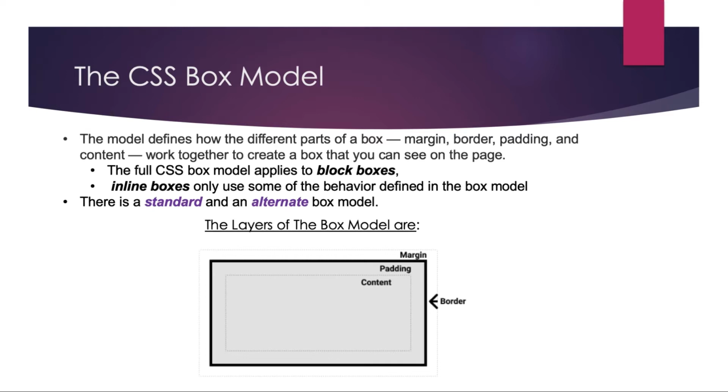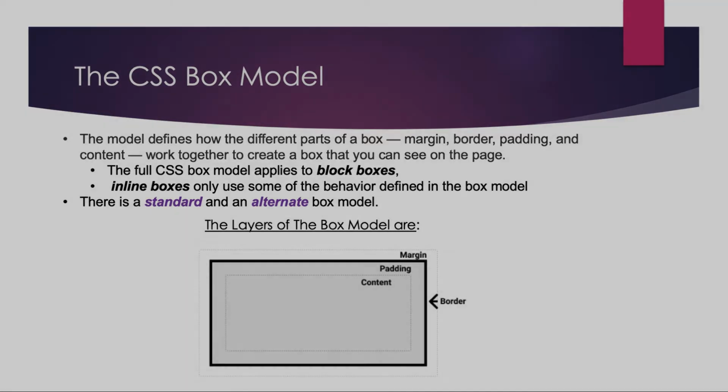The full CSS box model applies to block boxes. Inline boxes only use part of the behavior. There are 2 different types: the standard and the alternate box model. And the layers are just what we've been talking about: the content, which is where our lettering would go, the padding, the border, and the margin.